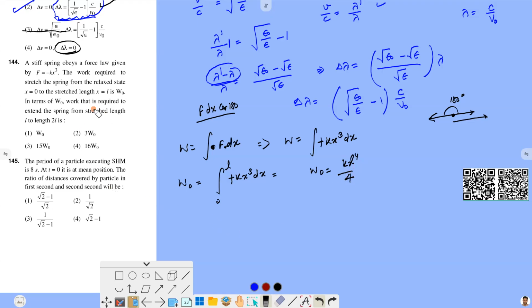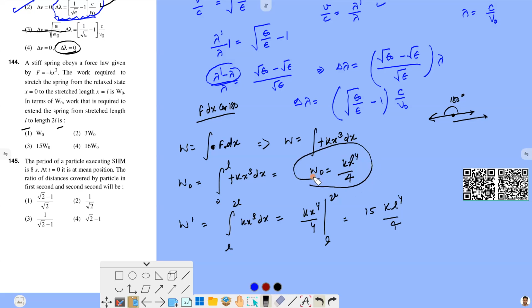Now we have to calculate work done from L by 2 to L. So let's say that W dash will be equal to the integral from L by 2 to L of kx cube dx, and that will give us kx to the power 4 divided by 4 with limits L by 2 and L. And when we solve this, we will get 15 kL4 by 4 (divided by 16), and that kL4 by 4 is W node, so that is 15 times W node, and it is option number 3.